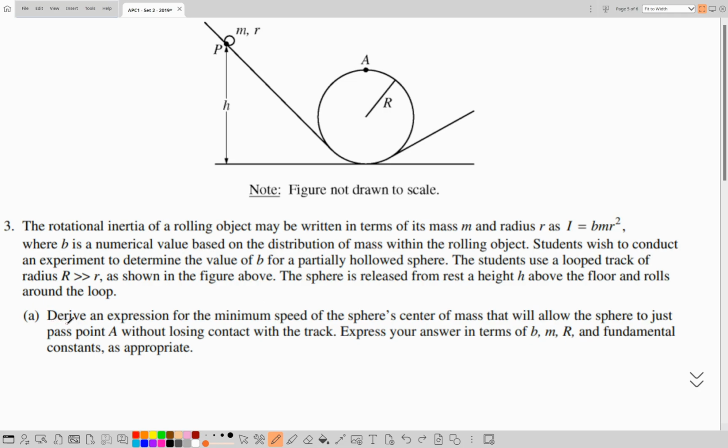Now in part A, we need to derive an expression for the minimum speed of the sphere's center of mass that will allow the sphere to just pass point A without losing contact with the track. Express your answer in terms of B, M, R and fundamental constants as appropriate.